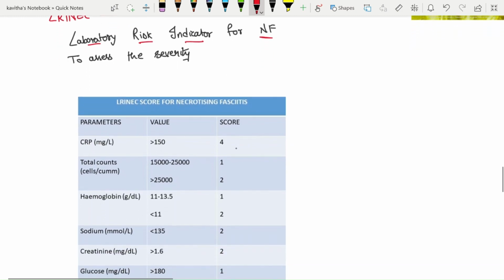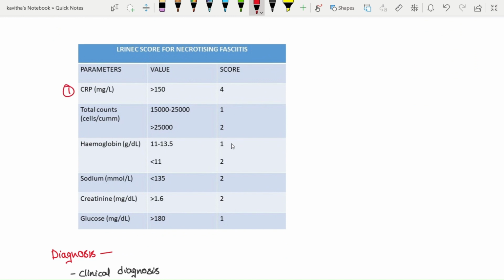It is used to assess the severity of the disease. So in this there are 6 parameters. One is C-reactive protein, total counts, hemoglobin, sodium levels, creatinine levels, and blood sugars. If the C-reactive protein is more, then we'll add highest score of 4. If the total counts are more, if it is 15,000 to 25,000, score 1, more than 25,000, score 2.